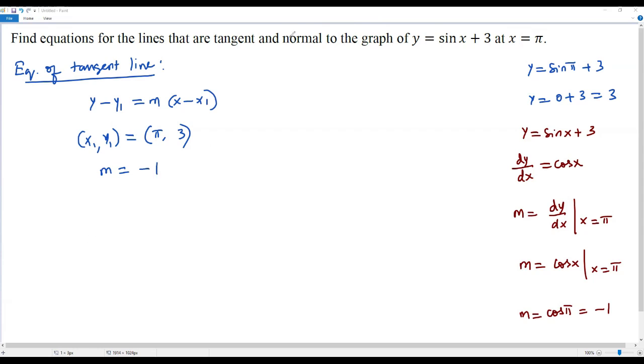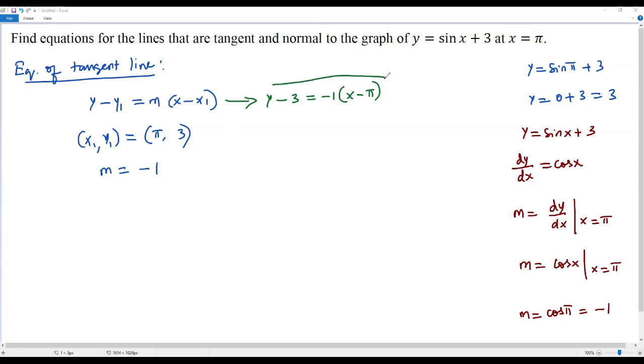Now we have to plug everything in. We plug in pi for x1, 3 for y1, and -1 for m. Then we get the equation of the tangent line: y minus 3 equals -1 times (x minus pi). The value of x1 is just pi.